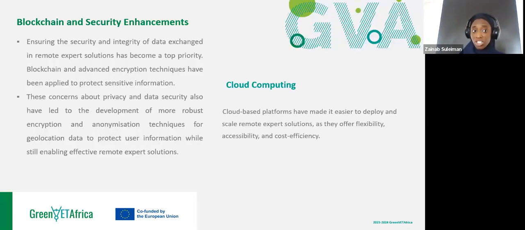We have blockchain and security enhancement also. Ensuring the security and integrity of the data exchanged with remote expert solutions has become a top priority, because, as I mentioned earlier in previous lessons, these things have a particular location and can be hacked. So these concerns about privacy and data security have also led to the development of more robust encryption and anonymization techniques for geolocation data to protect users.